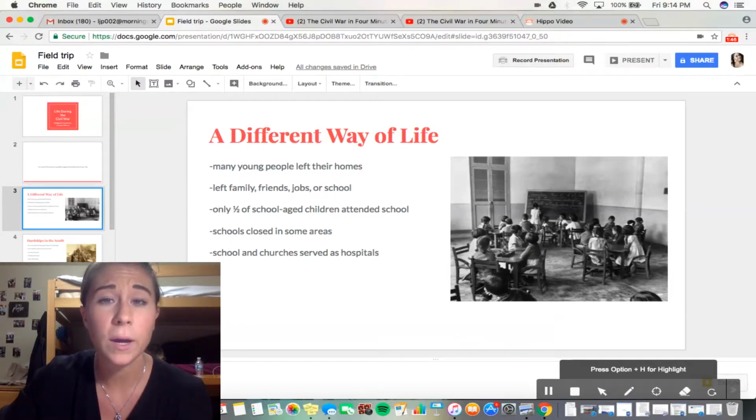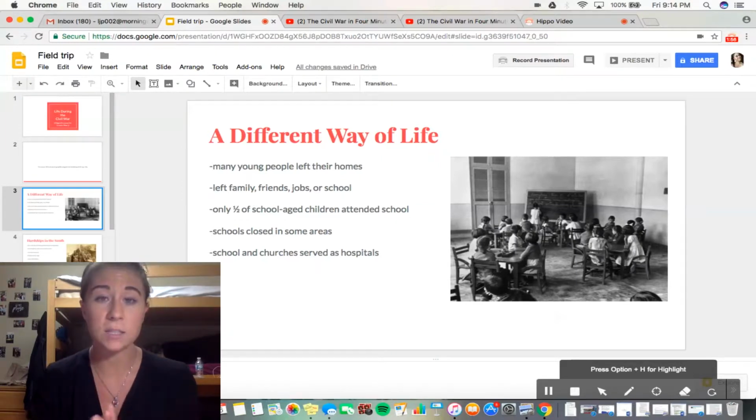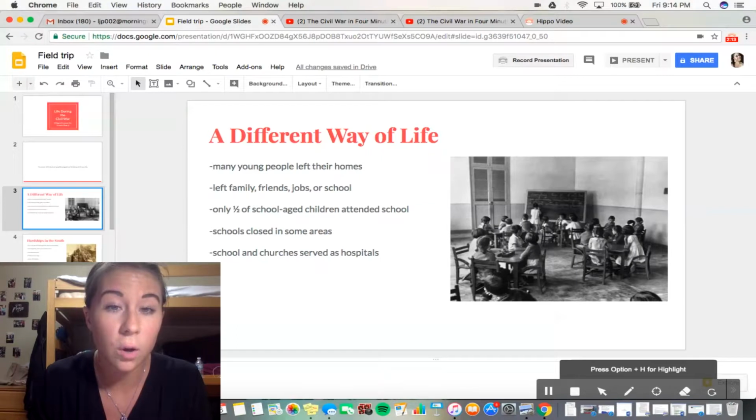There was a different way of life for both the North and the South, and many young people left their homes, specifically young men. They left their families, their friends, their jobs, and school. Only half of the school-age children attended school, and this could also be because the schools were being shut down because they had to be hospitals, or they could have been destroyed during the war. Lots of schools closed, and schools and churches even became hospitals, which I think is very interesting.